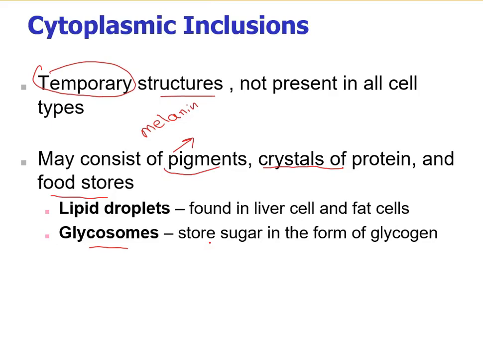Okay, so that was the ending part of part 2 of our chapter 2. I'm going to continue with the next part, in which we're going to talk about the nucleus and cell division in part 3 of chapter 2.